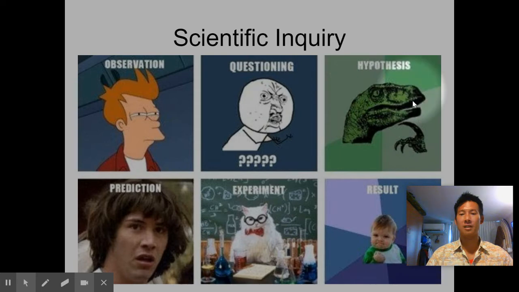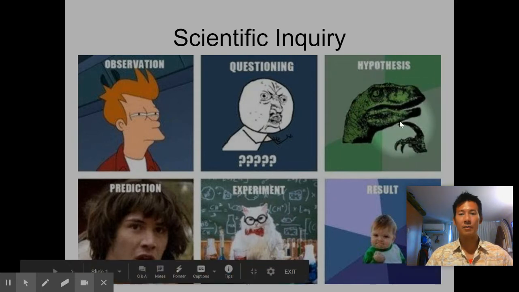It can be opinionated. It's something that you will eventually test in the experiment. Now, you predict, create an experiment. Your experiment should test the hypothesis. And then in the end, you will get your results, whether they happen to correlate with the data or not.